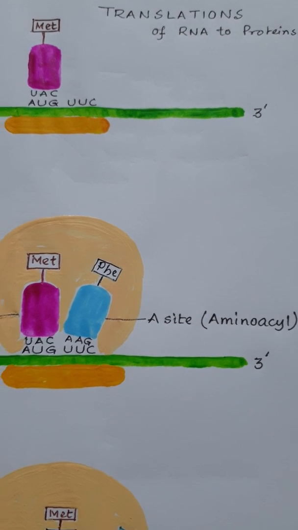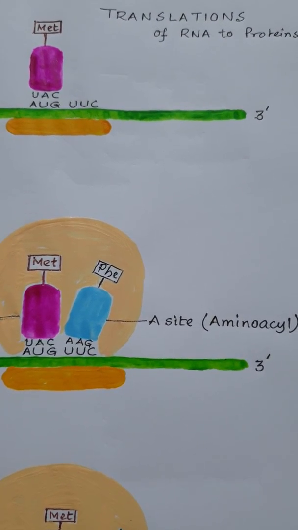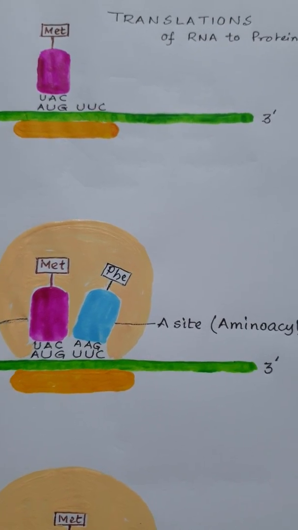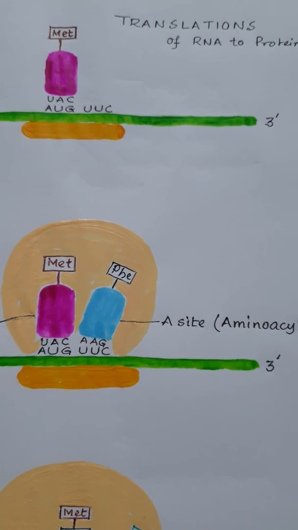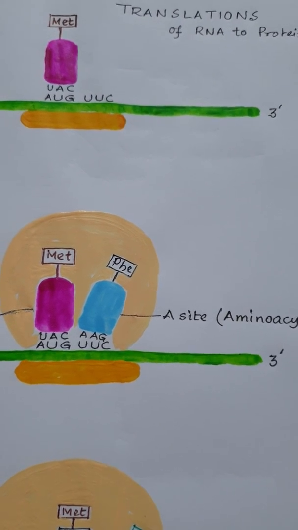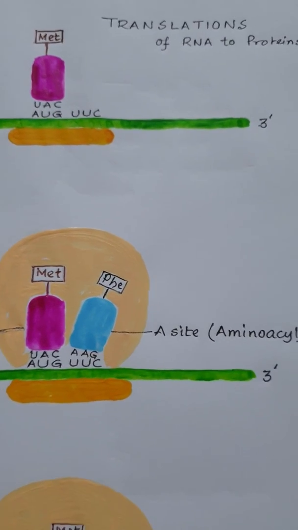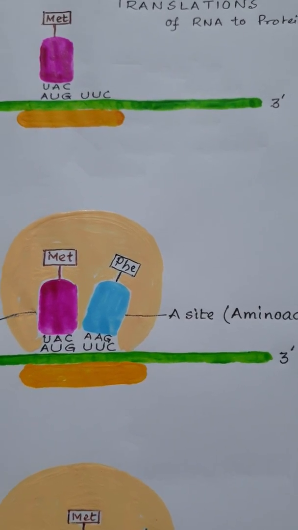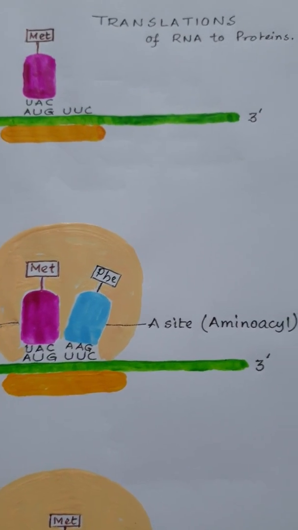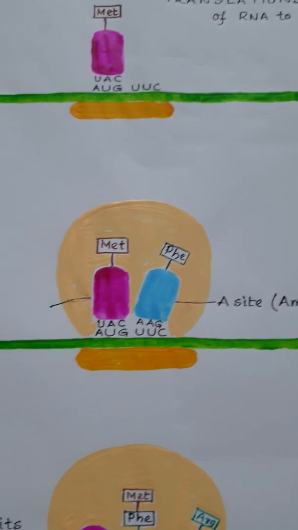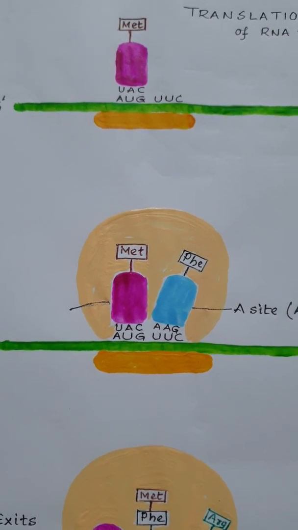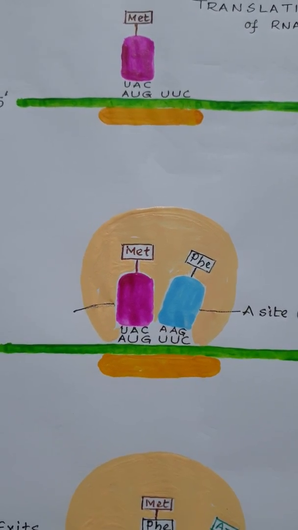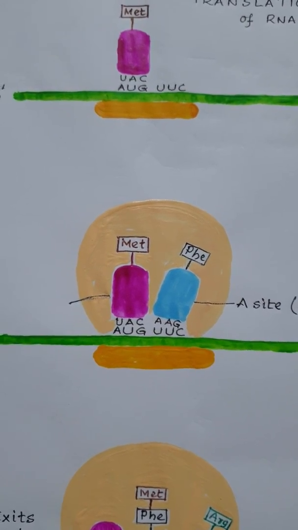Charging of tRNA with amino acids is a two-step process catalyzed by an enzyme called aminoacyl tRNA synthetase. In the very first step, the amino acid is charged or activated by addition of AMP from ATP. Subsequent hydrolysis of pyrophosphate makes this reaction irreversible.